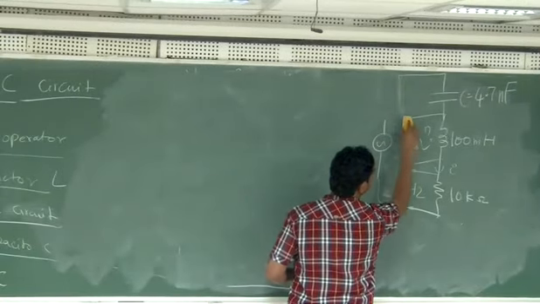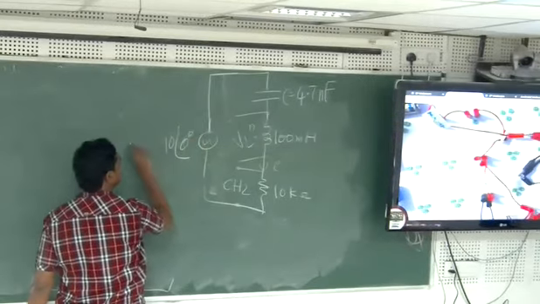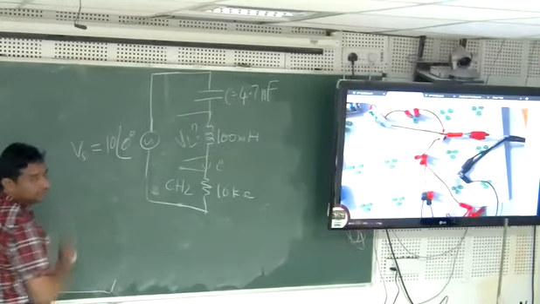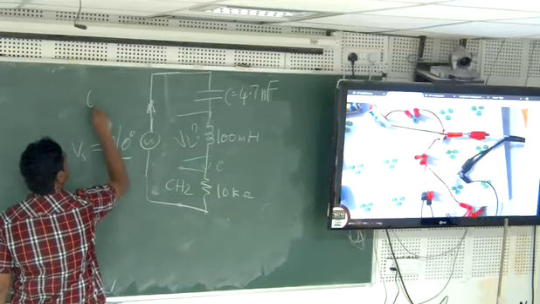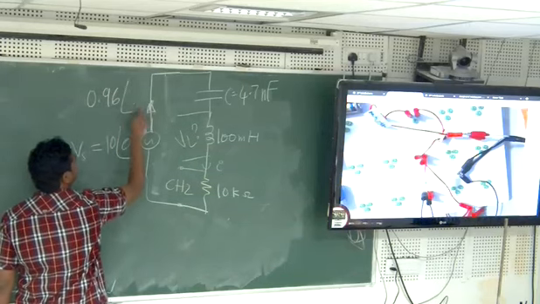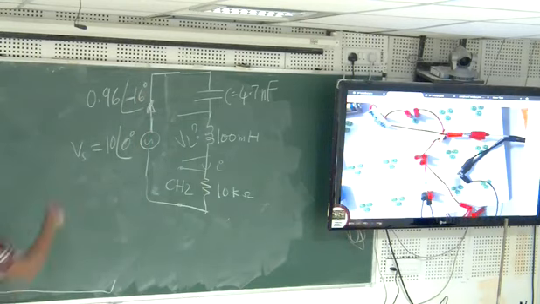Just look at the circuit. So this is 10 angle 0 degrees. This is my V supply. And this current I just calculated, it is 0.96 angle minus 16 degrees. This also I calculated.